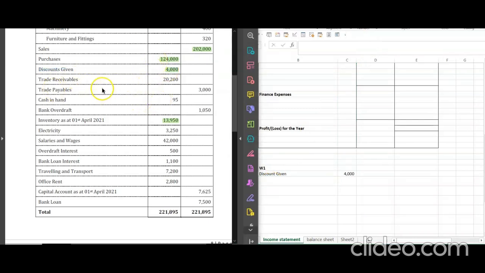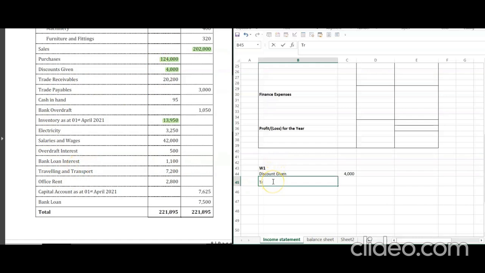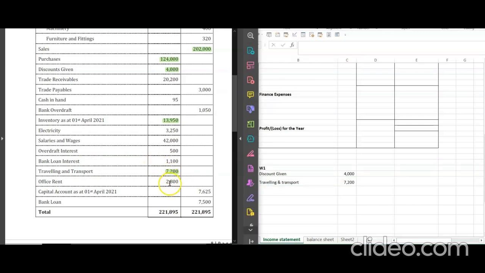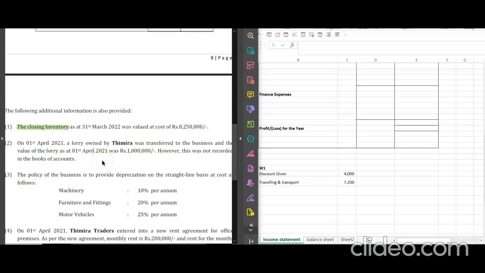And after that, come here: electricity, service, overdraft, bank loan, traveling and transport. Yes, you can put this traveling and transport in. Traveling and transport is 7,200 here. Then office rent, no. Then what else can you put under distribution expenses? Other than this, you can put under additional information.